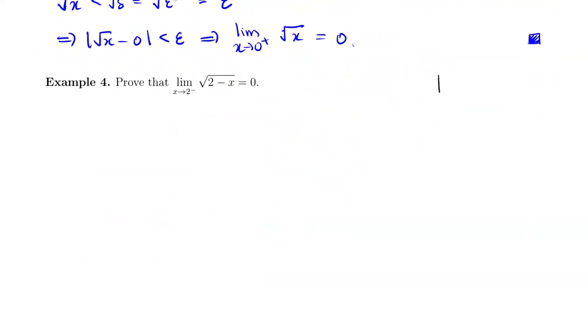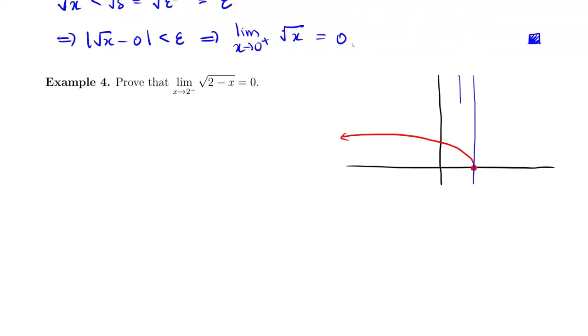So if we want to draw this visually, we have 2 over here. This is the function. So 2 from the left, so we want to show from this side. So here's 2, 0. Let's say this is 2 minus delta. This is 2. Then we want to show it's equal to 0. So that means we have some epsilon positive, some negative epsilon down here. So we want to show that it's in this specific region over here.